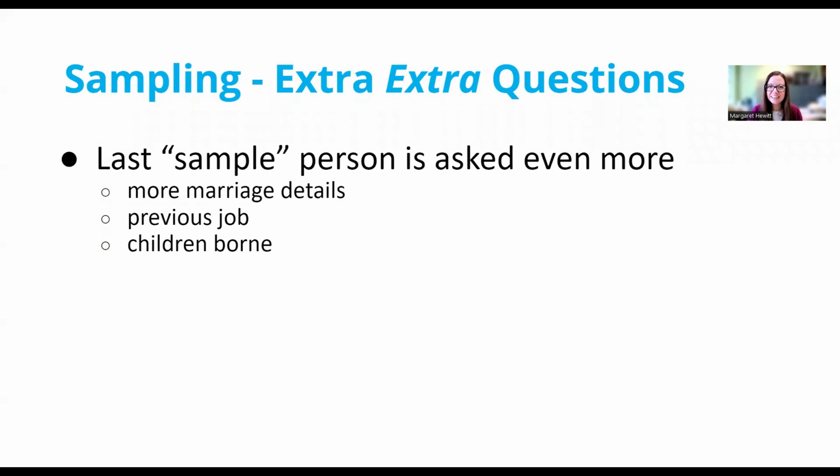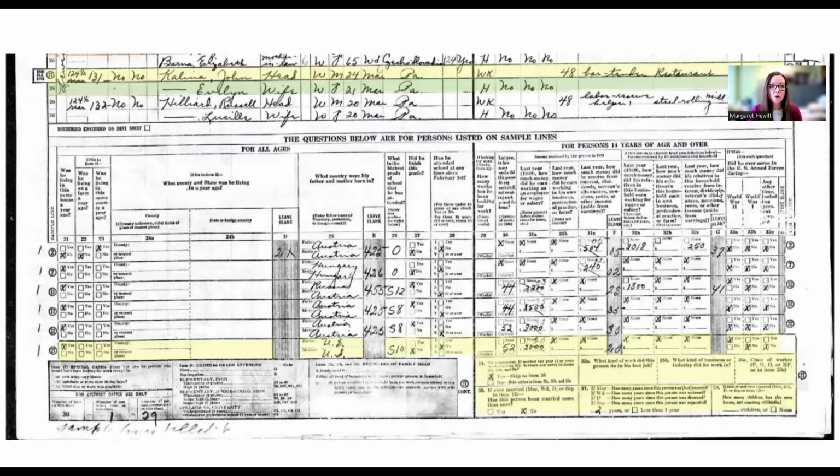And then one person on each page is extra special. They get pulled for extra sampling questions. And so the last person who has a sampling row gets asked a few more things to do with their marital status, their previous job, and if they're a woman, how many children they've had. So you will see here, John Kalina, he is the last sample line on this census page. And so highlighted for him across the bottom are his row of sample questions, and then this little notch at the bottom right for his additional continued sampling questions.